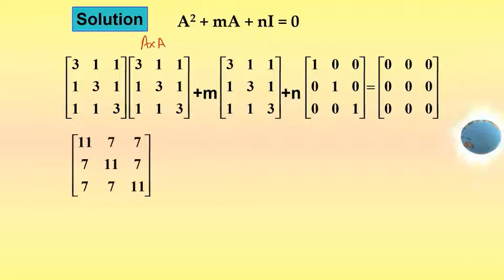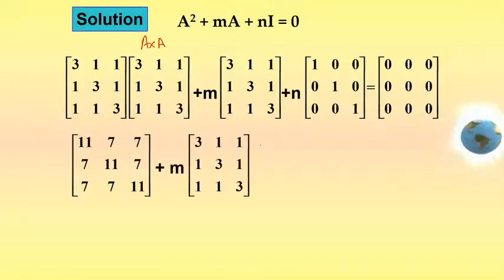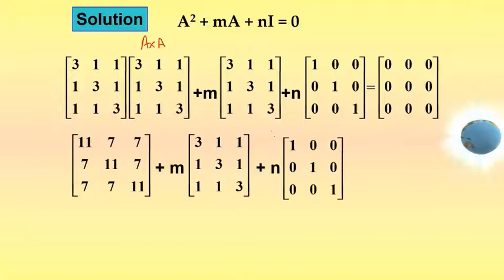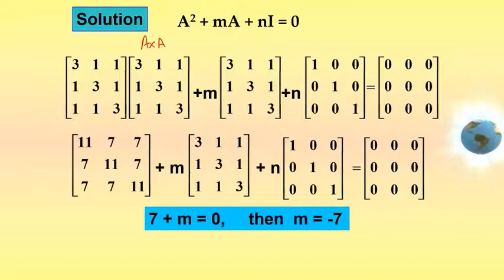Okay, by multiplying this A times A, we can get this one, 11, 7, 7 and so on, plus m. Just put down all of this. After that, by comparing the summation for the same position in order to find m and n, we can choose any entries that we like. We have 9 entries here, so just choose 2.